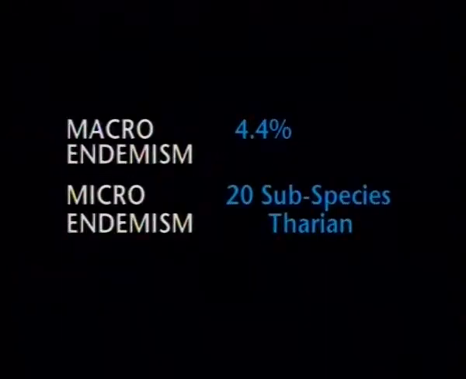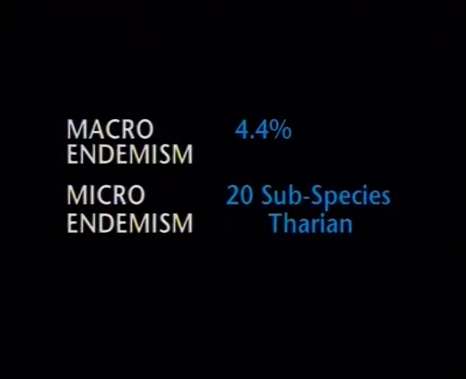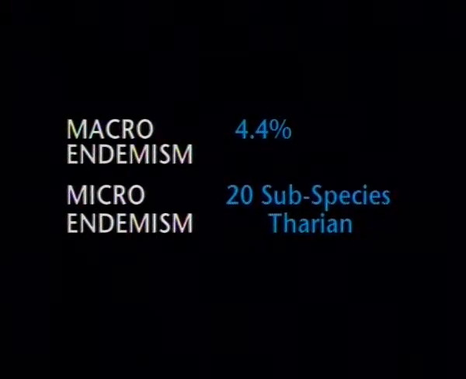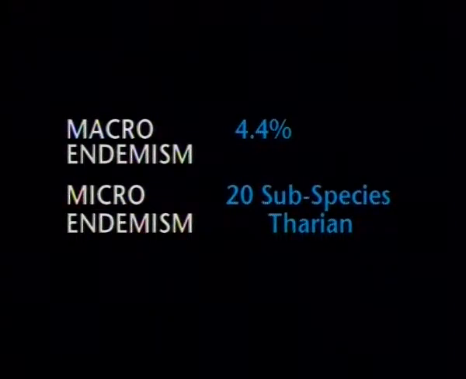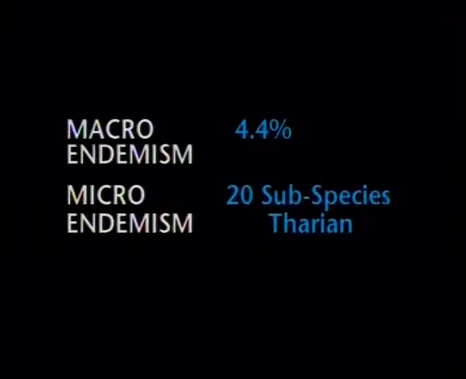Particularly if we see the microendemism, there are about 20 subspecies which are found only in the Thar Desert and nowhere else in the region. Examples are there of reptiles, birds, and vegetation also, which confirm this view.